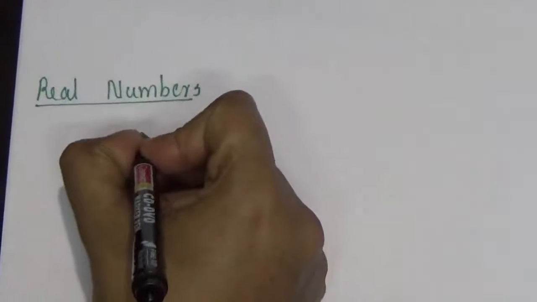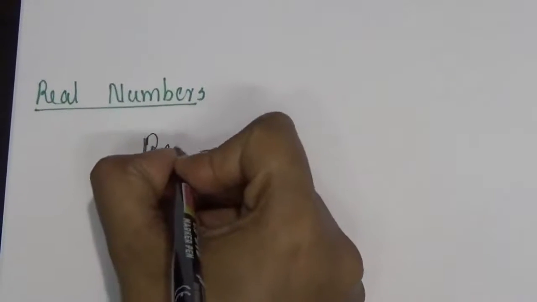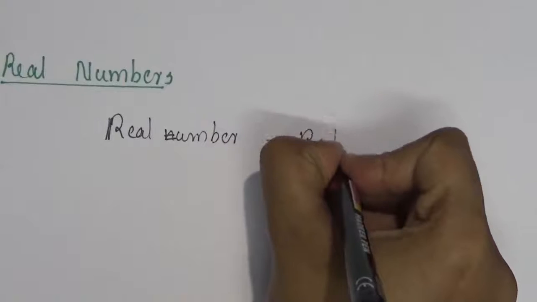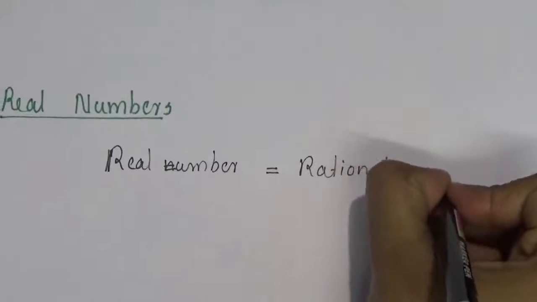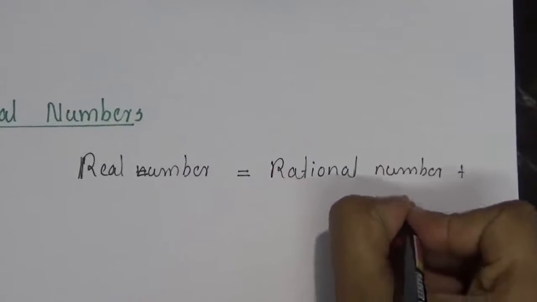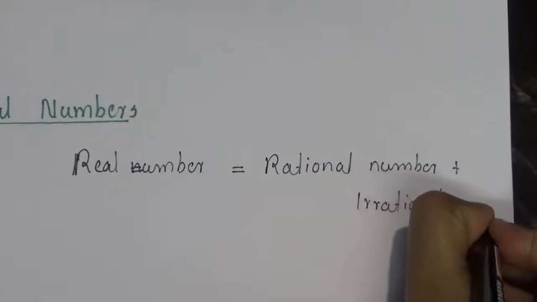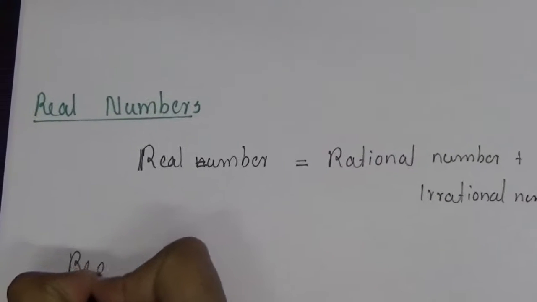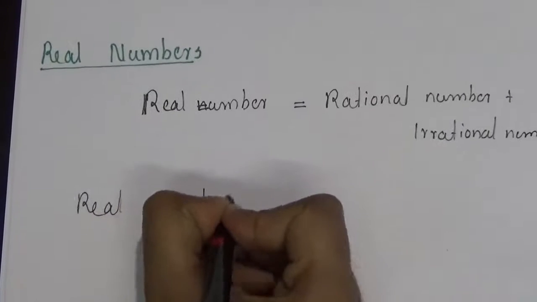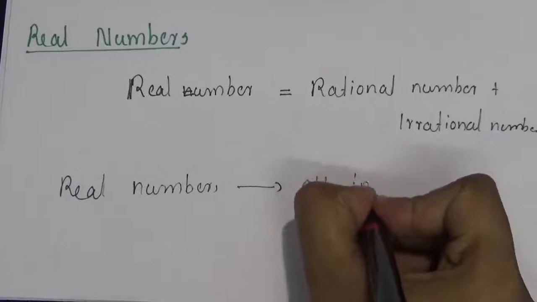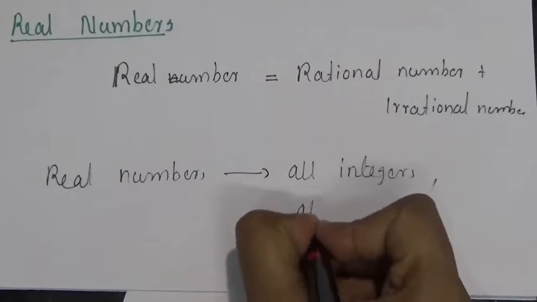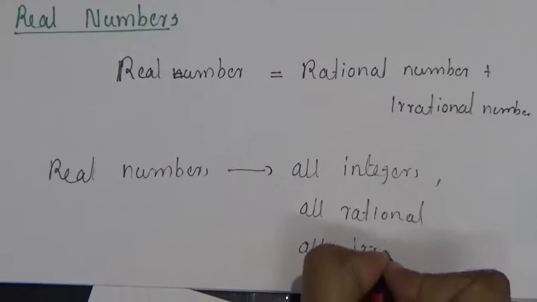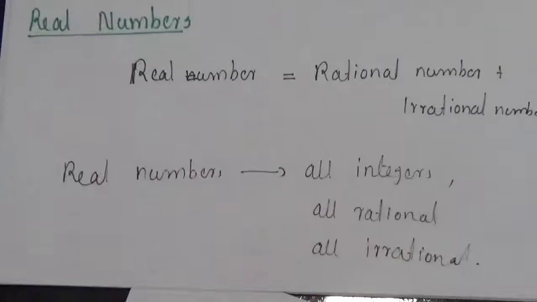So the set of real numbers R is equal to rational numbers plus irrational numbers. We know that all integers are rational numbers, isn't it? So real numbers means all integers will come, all rational numbers will come, all irrational numbers will come. That is called the set of real numbers.